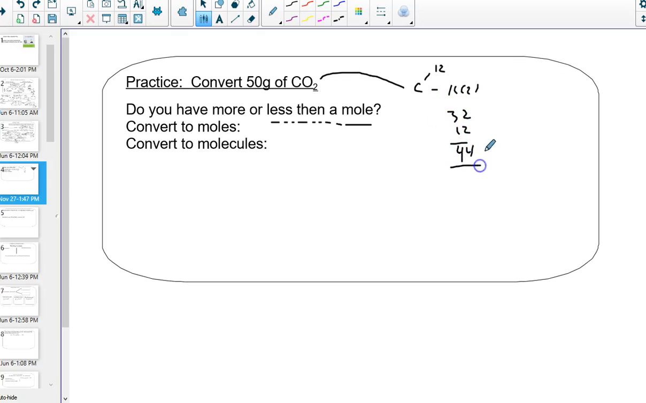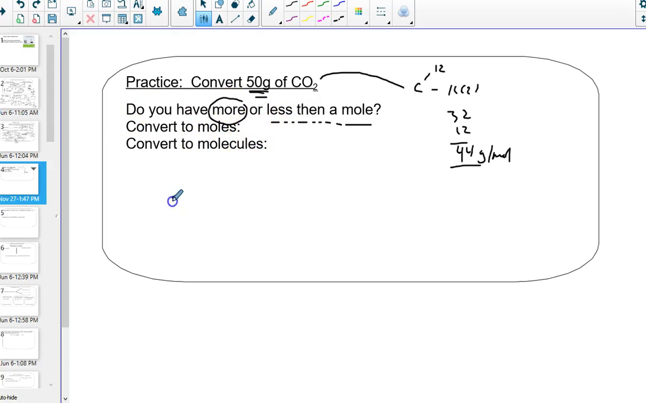Now kids hate it when I make mistakes, which is why I always pencil math things. Do I have more or less than 1 mole? I have less than 1 mole. Convert to moles. So I am expecting a number less than 1. Hold on a second here. 1 mole weighs 44. Do I have more or less than 1 mole? I have more than 1 mole. 1 mole weighs 44. I got 50. I got more than 1. Check your thought process on that. Convert to moles. So I'd be expecting a number more than 1.